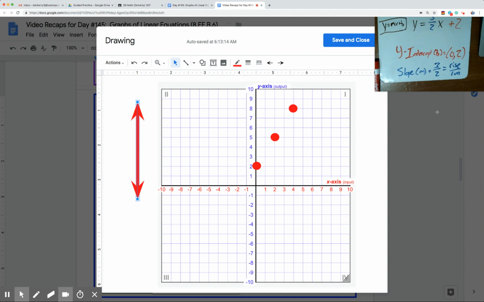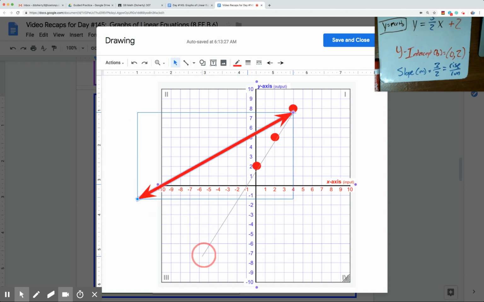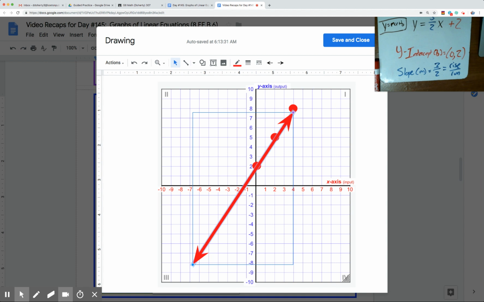On Google Documents, the key, see these 2 blue points at the end of the red line? Those are what let me drag the ends. So I can put one here. The other one needs to drag through that y-intercept down here. Now we'll just straighten this out a little bit. Now we have a line that runs straight through all 3 of these points.